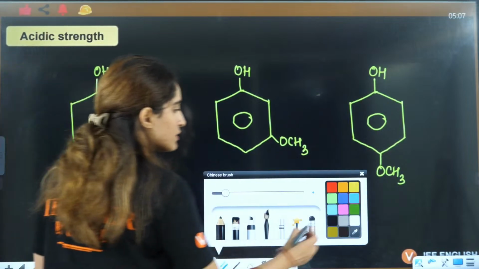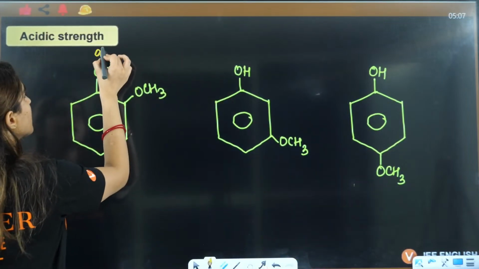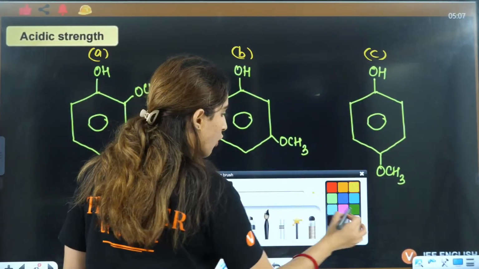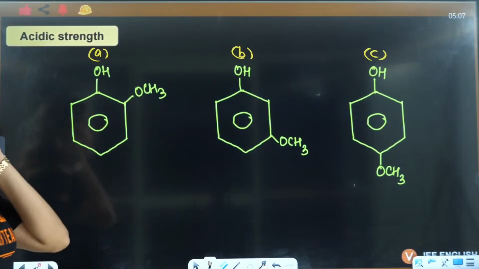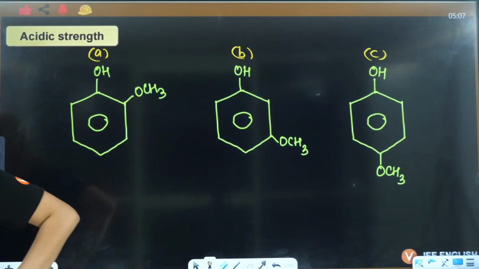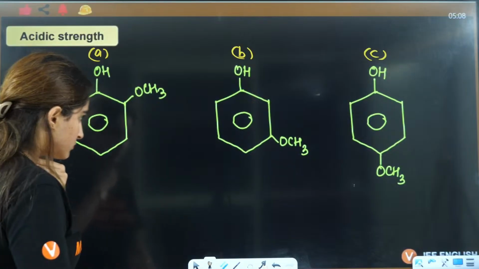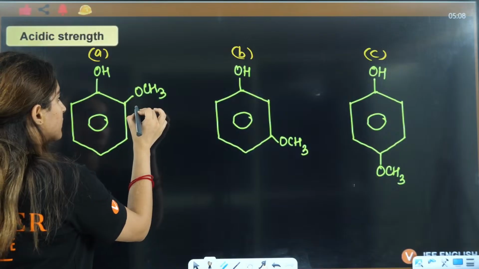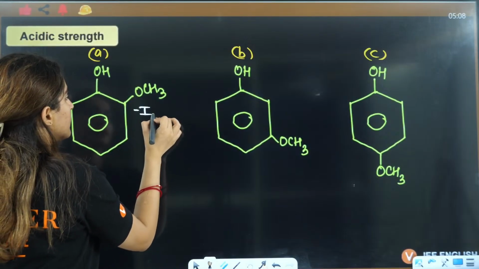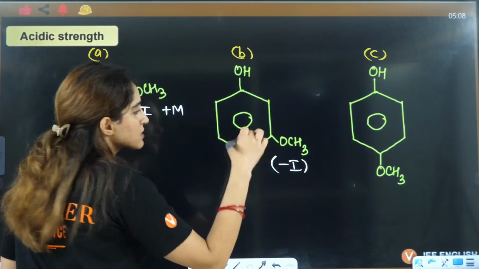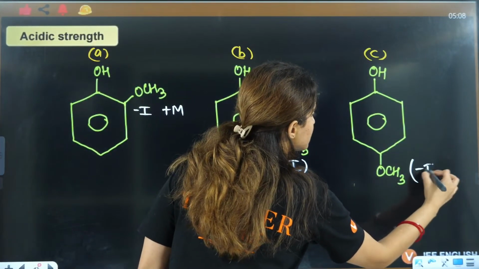Okay, now let's talk about this one. This is A, this is B, this is C. Let's see if you can answer this or not. Firstly, which effect does OCH3 give? OCH3, guys, which effect will it give to you? This will give you minus I and plus M. At meta only minus I, right? At para minus I and plus M.